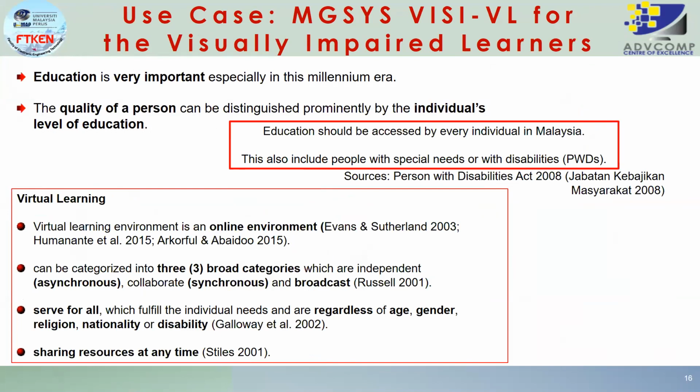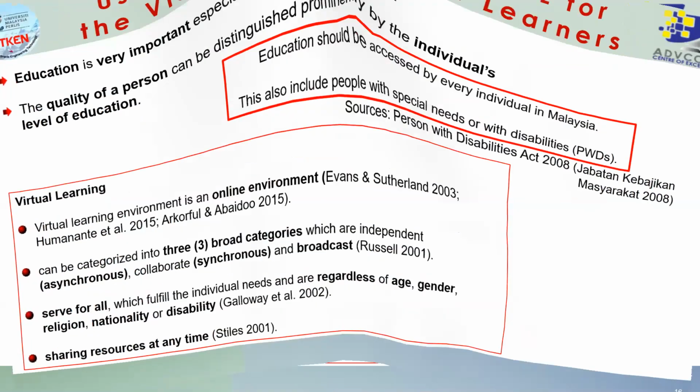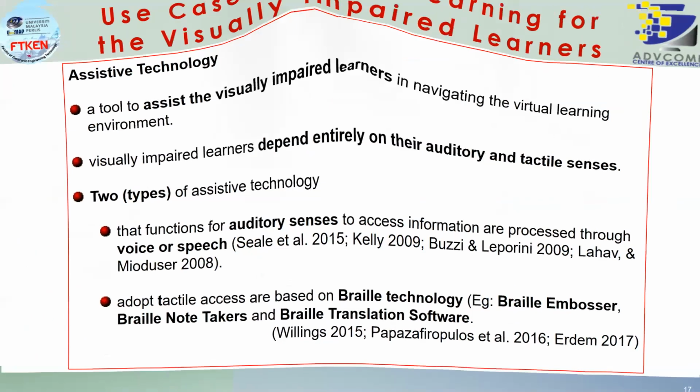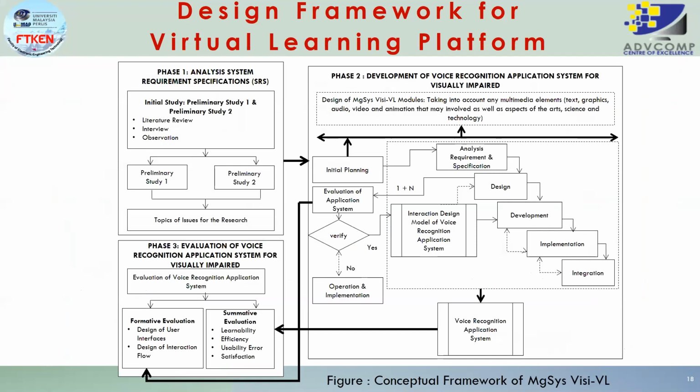Okay, the development of Maxis VCVL is based on this design. And this is the framework for the development of Maxis VCVL that consists of 3 phases, which are phase 1 on the analysis system requirement specification, phase 2, the development of Maxis VCVL, and phase 3 on the evaluation of Maxis VCVL.